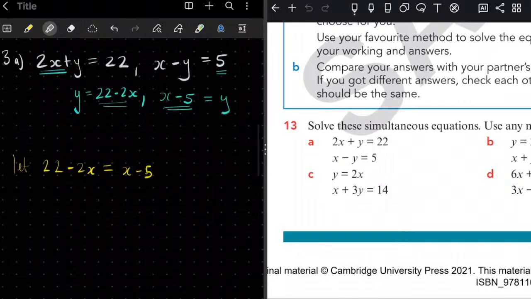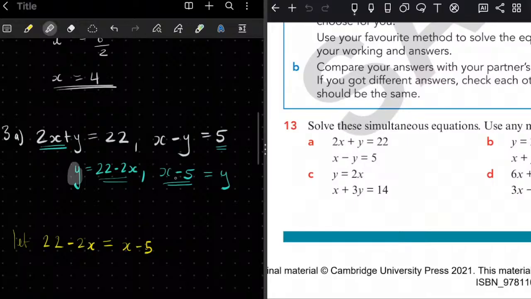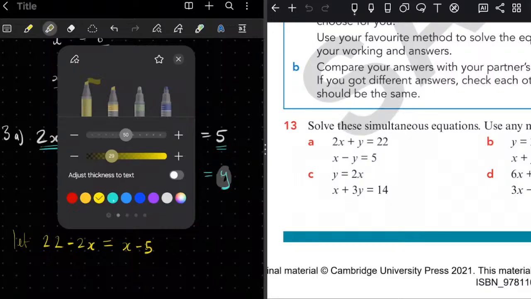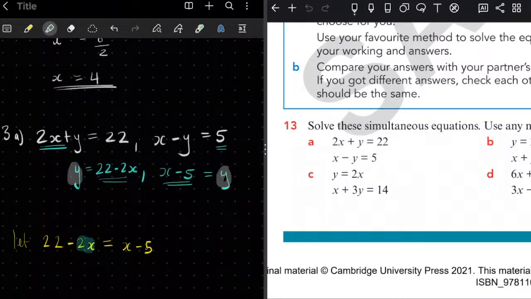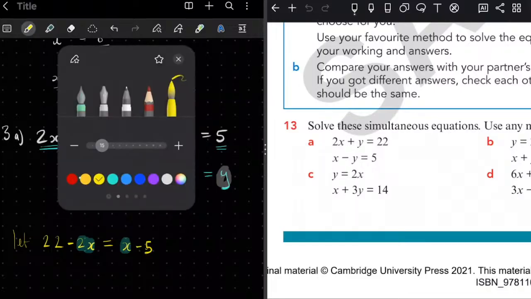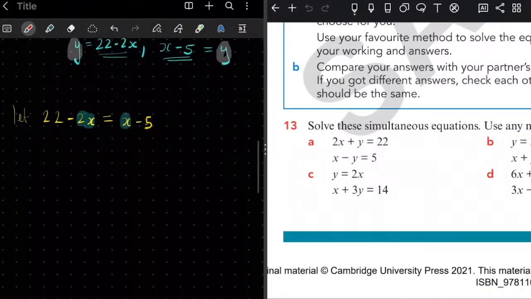You have made y the subject. Then you took the two guys, you made them equal to each other. Now it's time to solve. How do you solve? You look for the bigger x. Which x is bigger? 2x is bigger than x. So what do you do? You take them to the side where 2x is positive, right? Which side is that? To the right.